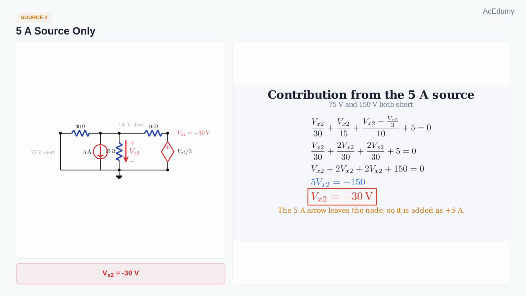The 3 branch currents are Vx2 divided by 30, Vx2 divided by 15, and (Vx2 minus Vx2/3), all divided by 10. Together with the 5-amp source, the equation gives Vx2 equals negative 30 volts. The negative sign means this source drives the 15-ohm voltage opposite to the chosen Vx polarity.